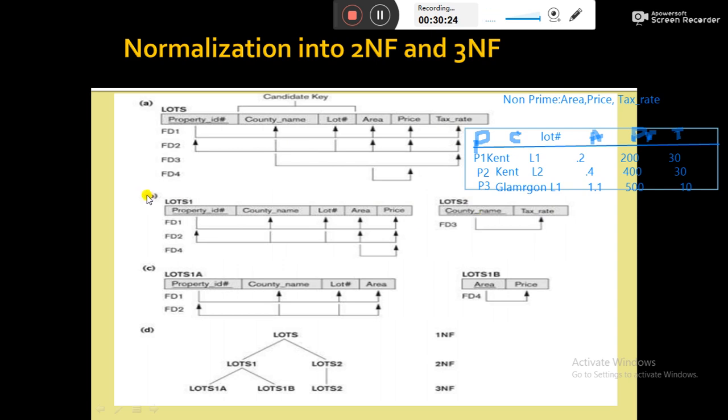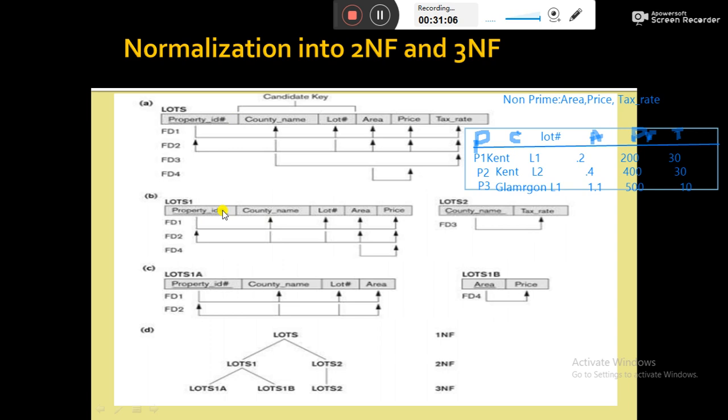And here the lots, this is lots 1. So once we break lots, it decomposes into two relations, lots 1 and lots 2. In lots 2, based on FD3, we can say that county name is the primary key. So county name arrow tax rate is FD3, and based on FD3 we can say that county name is the primary key of lots 2. And in lots 1, as usual, property ID is there, so property ID is the primary key. And the rest of the functional dependencies defined in the original relation are also preserved here.